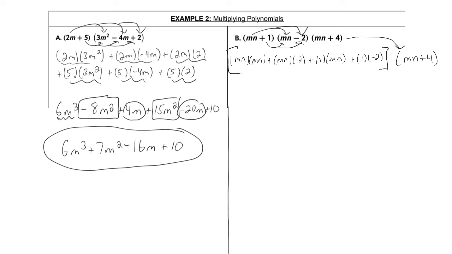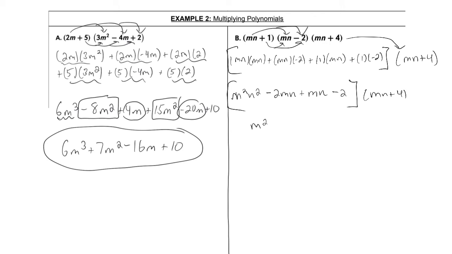All right, so we get m squared n squared minus 2mn plus mn minus 2, and then combine our middle terms.